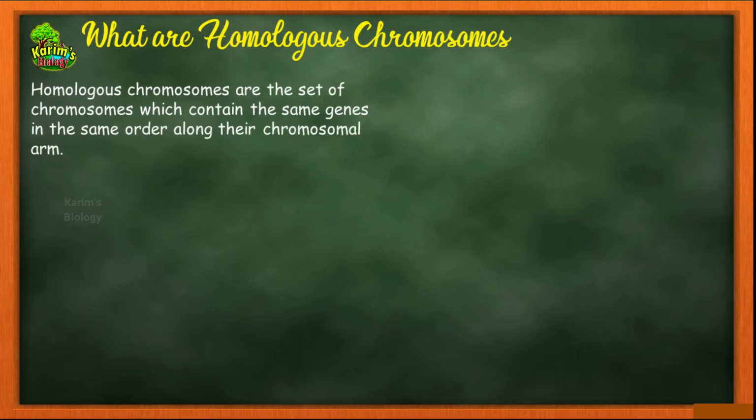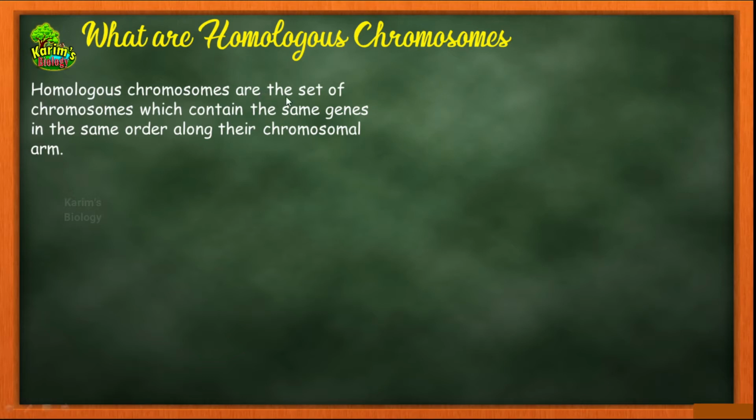So what is the definition of homologous chromosomes? Look at this. Homologous chromosomes are the set of chromosomes which contain the same genes in the same order along their chromosomal arm. So this definition seems to be a little complicated. To understand this definition completely, first of all, let us focus on the keywords in this definition. So what are those keywords?